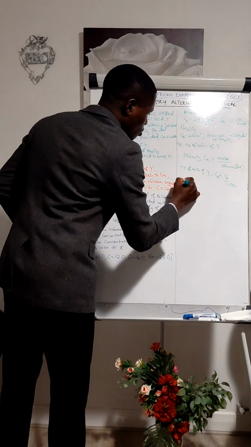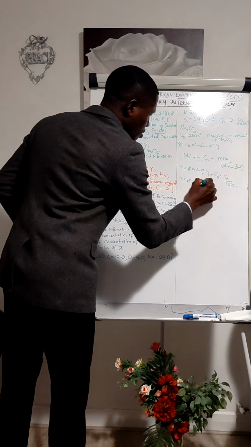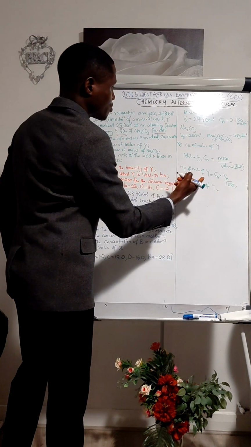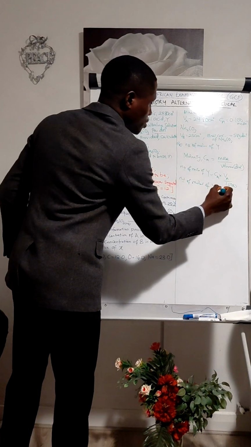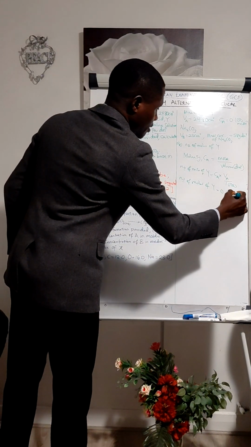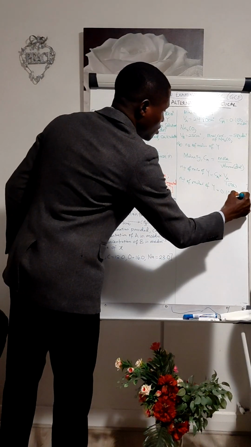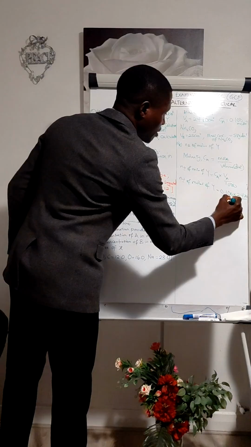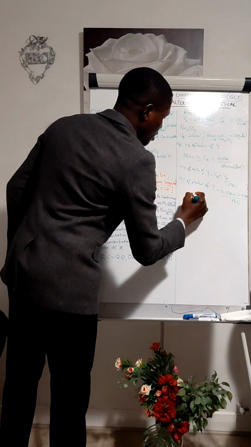So the number of moles of Y will be 0.10 multiplied by the volume 24.80 divided by 1000 to get it in dm cube.